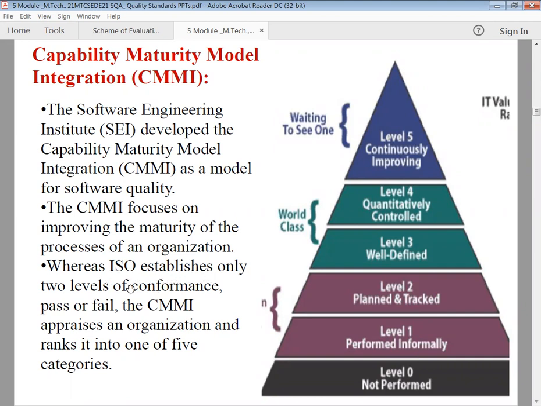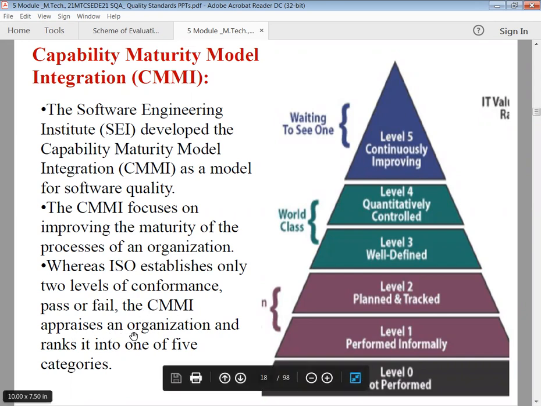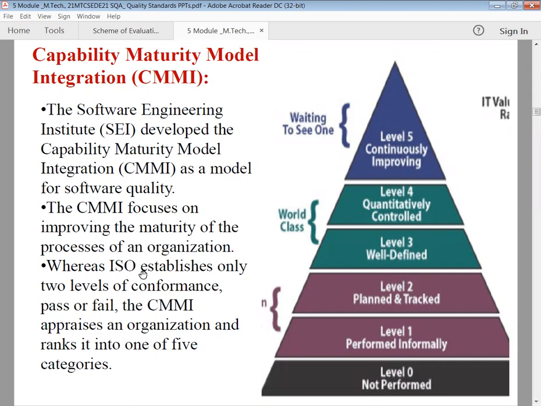Whereas ISO establishes only 2 levels of conformance, pass or fail, CMM appraises an organization and ranks it into one of 5 categories. If you are going for ISO certification and the standards are followed in your organization, they will give the certification for the entire organization and products. If you are meeting the standards, and providing and following whatever documents and processes they ask for, you will get the certification. You may pass or fail in the ISO certification.